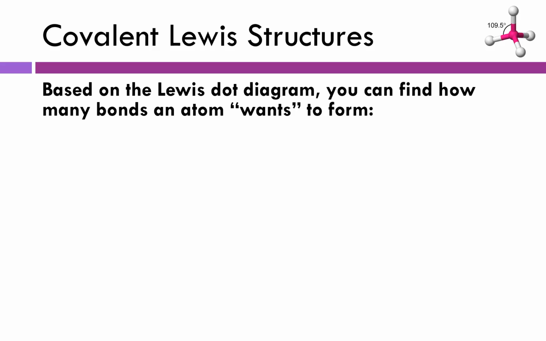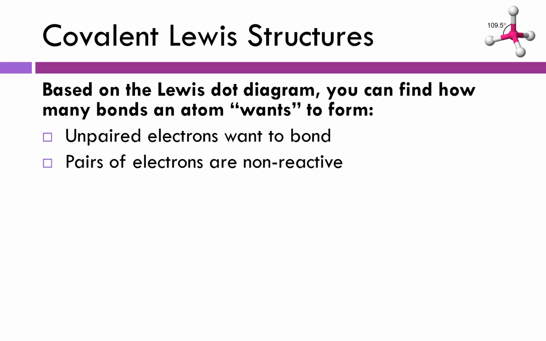And of course, atoms don't want anything like that. It's just going to be about lowering the overall energy, but we'll kind of personify the atom at this point in time. So it turns out that unpaired electrons that are all by themselves on a single side of the atom are really reactive and they want to bond. On the other hand, if you have a pair of electrons on one side of the Lewis dot diagram, they're fairly non-reactive and tend not to get involved in bonding.